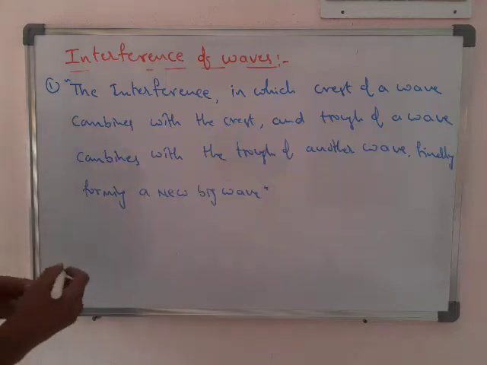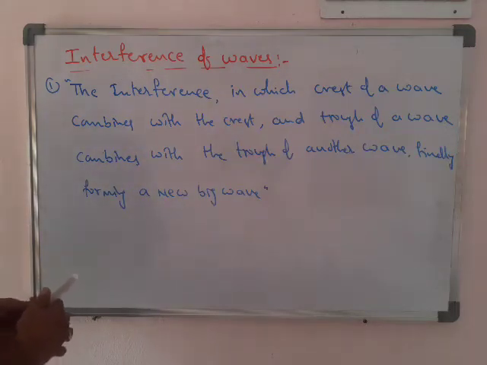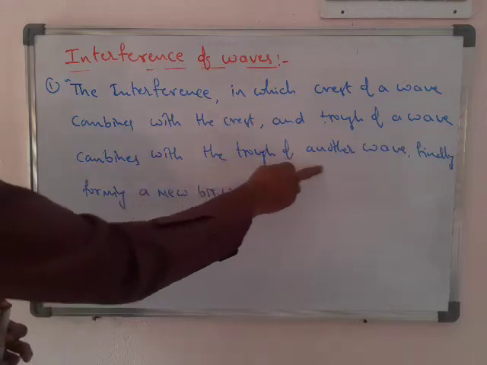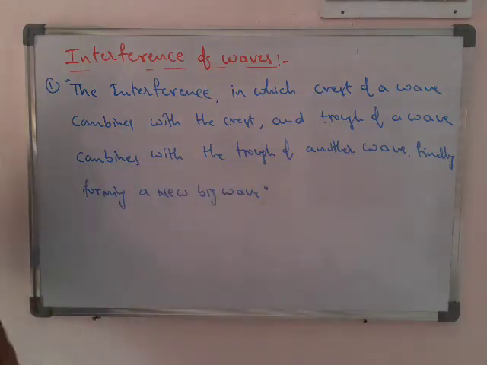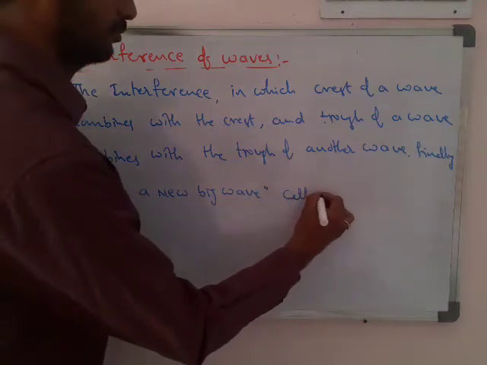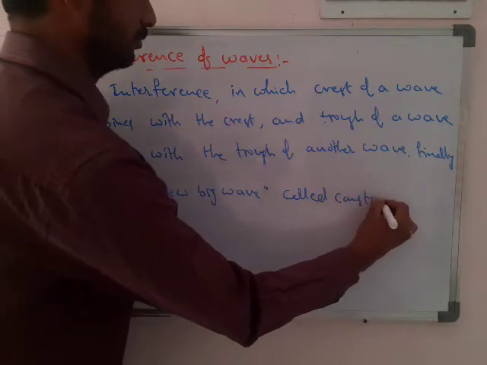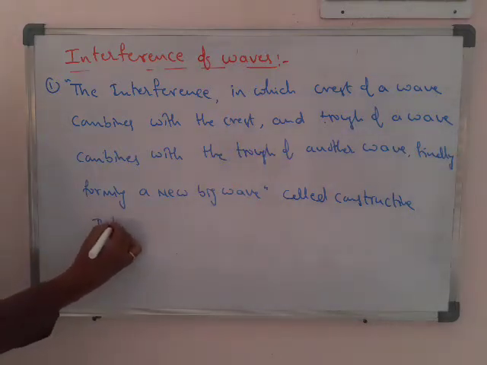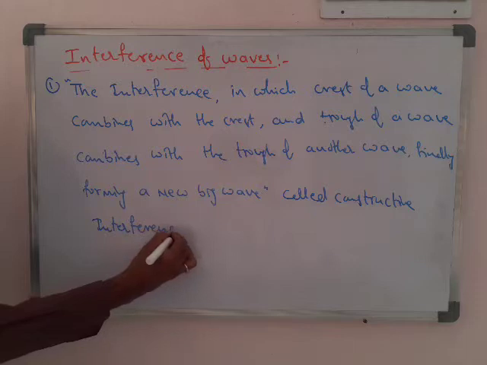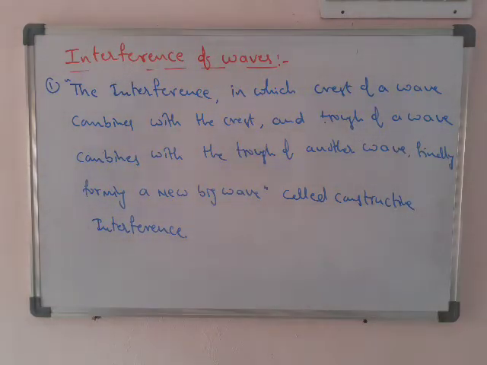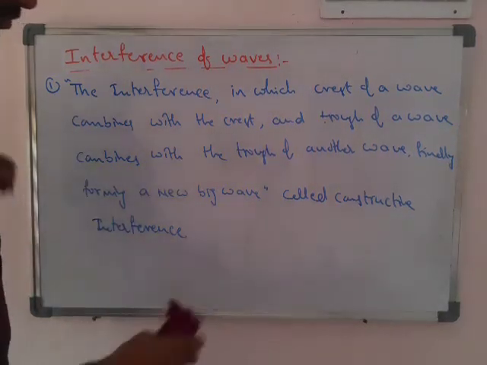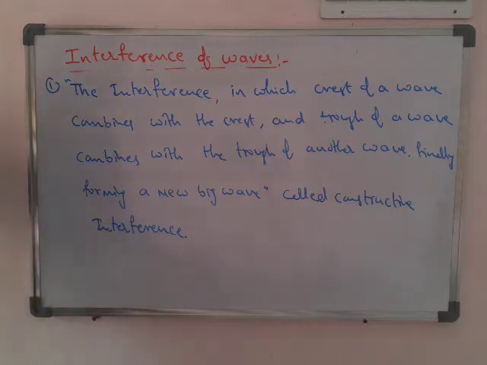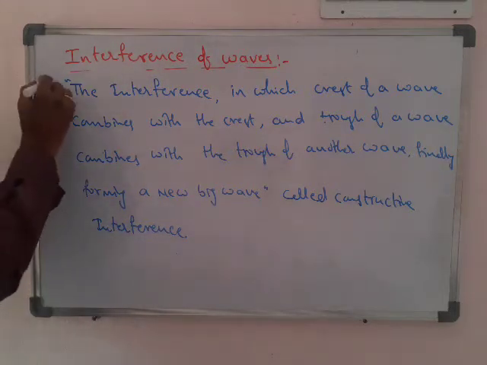The interference in which the crest of a wave combines with the crest and the trough of a wave combines with the trough of another wave, finally forming a new big wave, is called constructive interference. So the diagram you have to take, we already discussed it. Now write the next point.